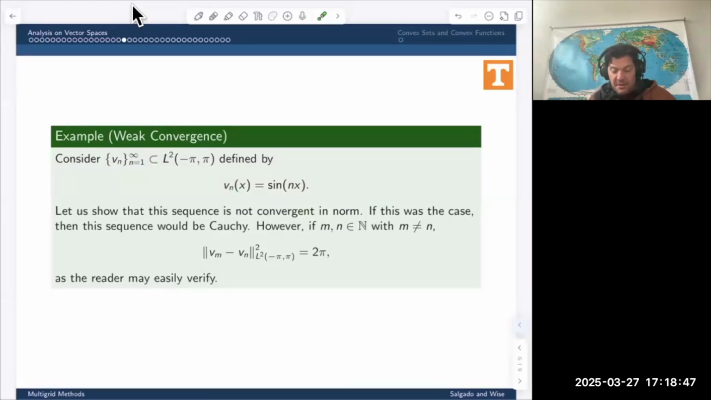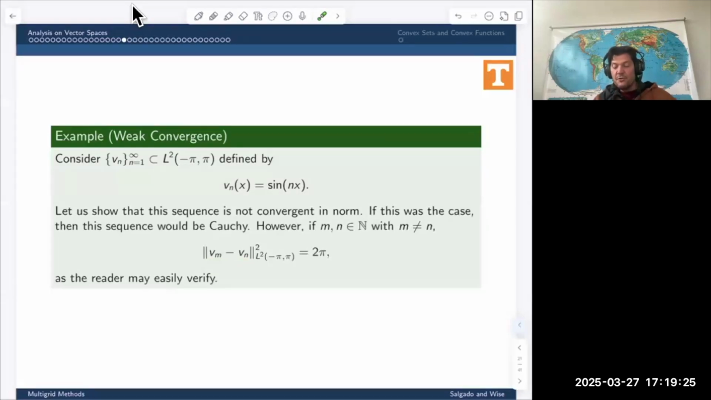So let's show that this sequence is not convergent in norm. Well, the easiest way to show that this sequence is not converging is just to show that if I take the Cauchy difference between two functions, I get something in norm which is not converging to zero. So in particular, if I take the Cauchy difference of Vm minus Vn in the L2 norm squared, I get 2 pi, always, as long as m and n are not equal to each other. All right, so that shows that the sequence can't be Cauchy, and if it's not Cauchy, then it doesn't converge.